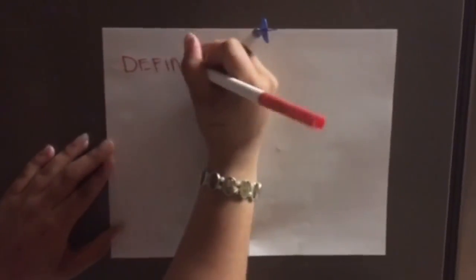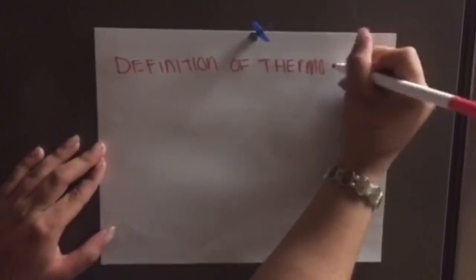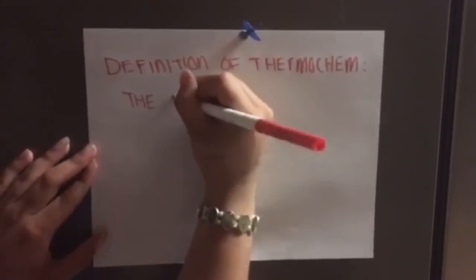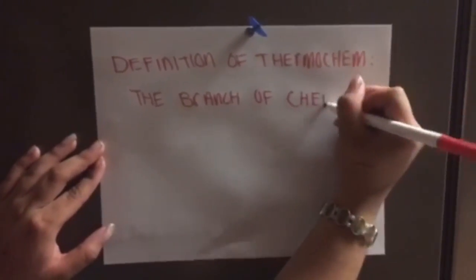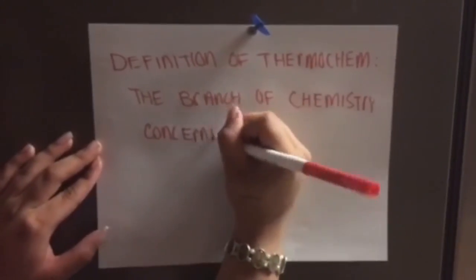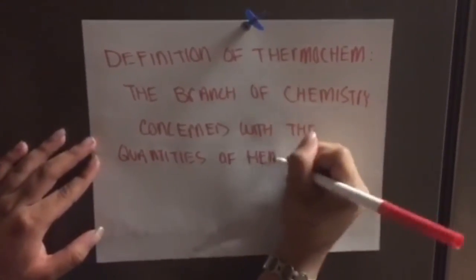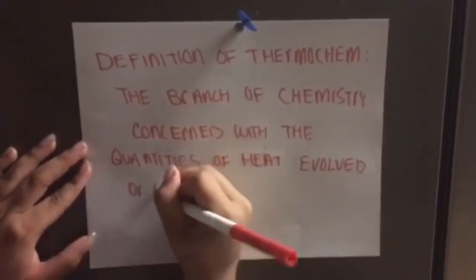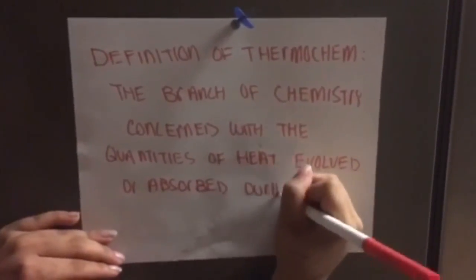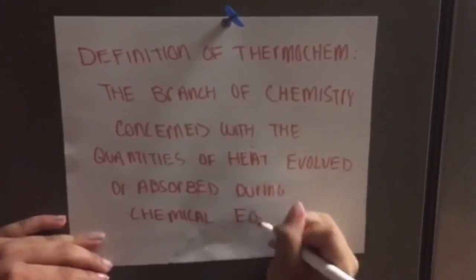So let's start out with the definition of thermochemistry. Thermochemistry is defined as the branch of chemistry that is concerned with the quantity of heat that is absorbed or evolved in a chemical equation. So let's get down to business.